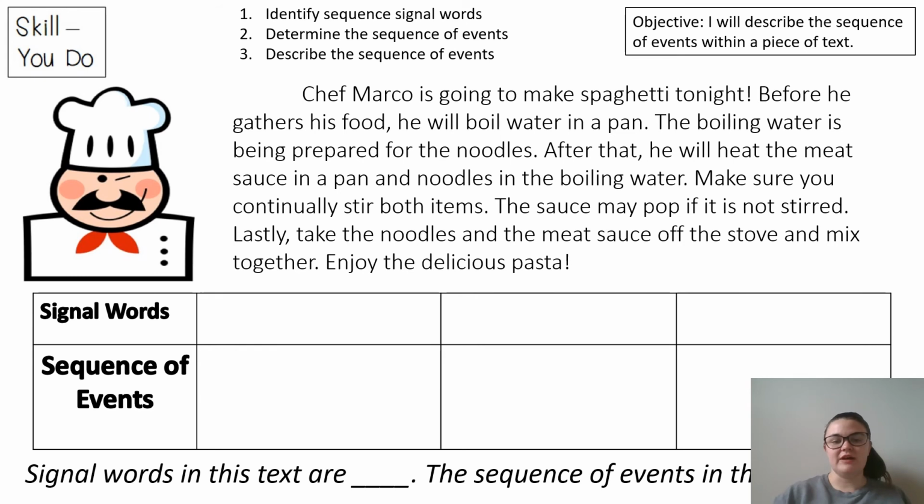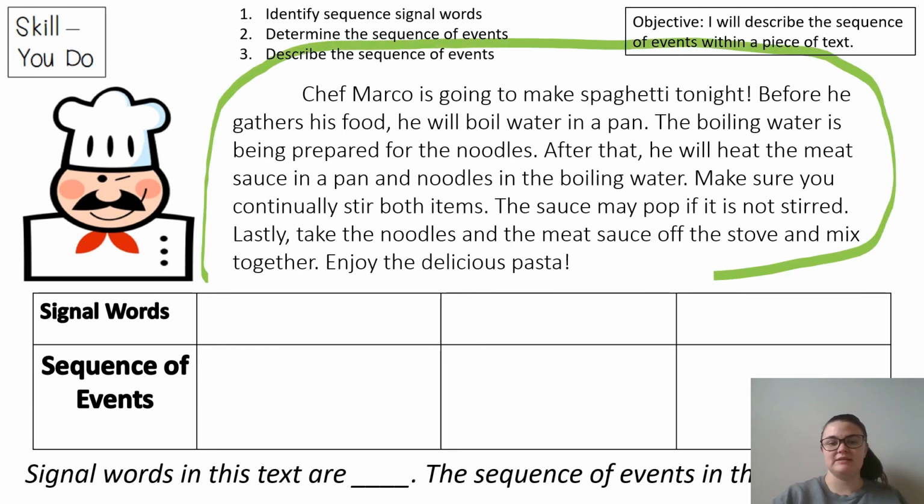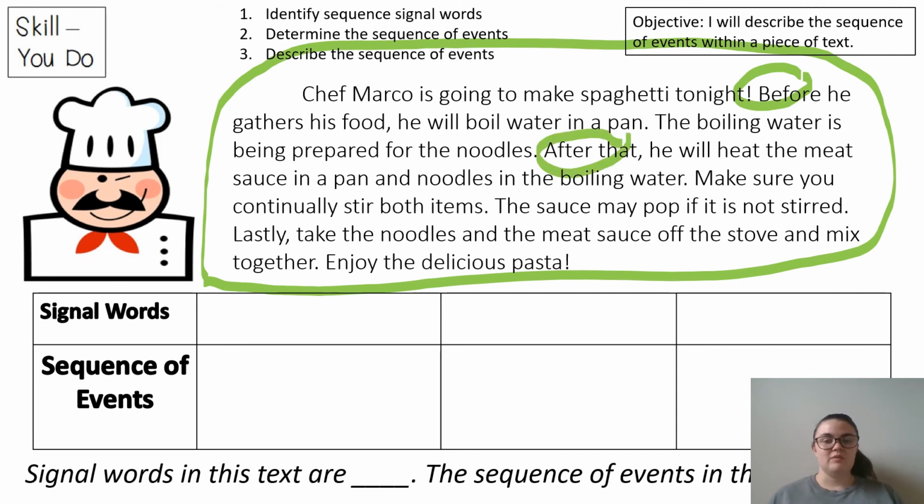Here's another example. This says, Chef Marco is going to make spaghetti tonight. Before he gathers his food, he will boil water in a pan. The boiling water is being prepared for the noodles. After that, he will heat the meat sauce in a pan and noodles in the boiling water. Make sure you continually stir both items. The sauce may pop if it is not stirred. Lastly, take the noodles and the meat sauce off the stove and mix together.